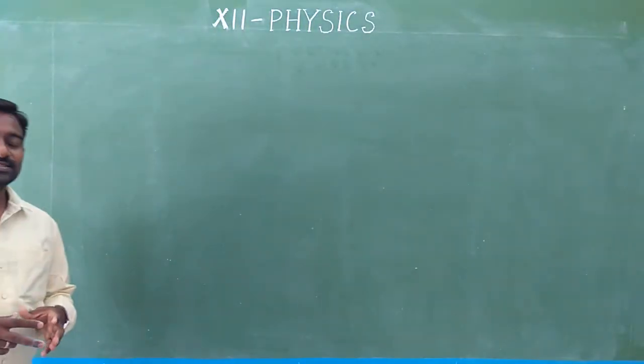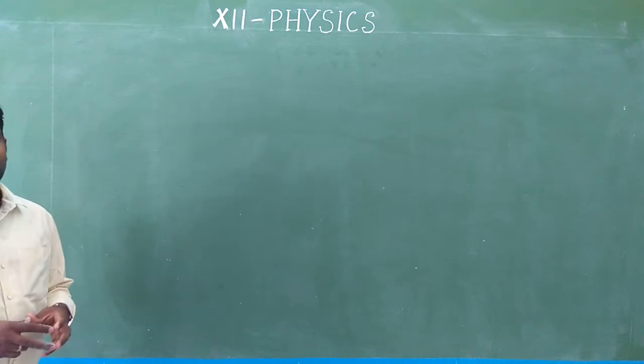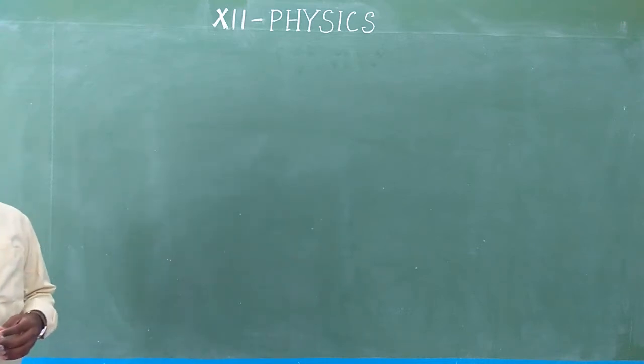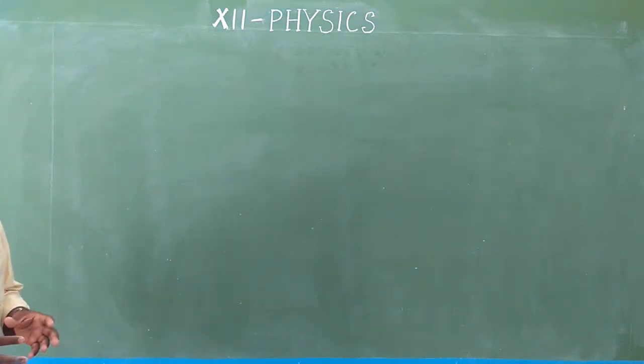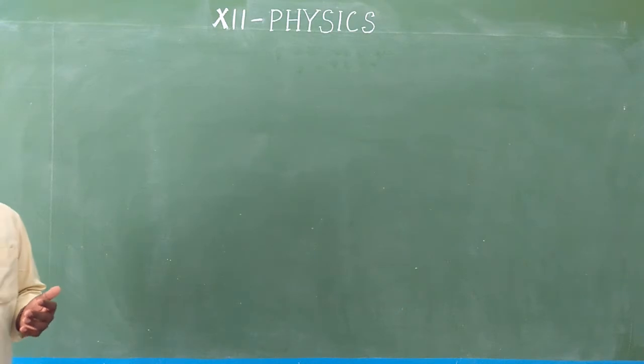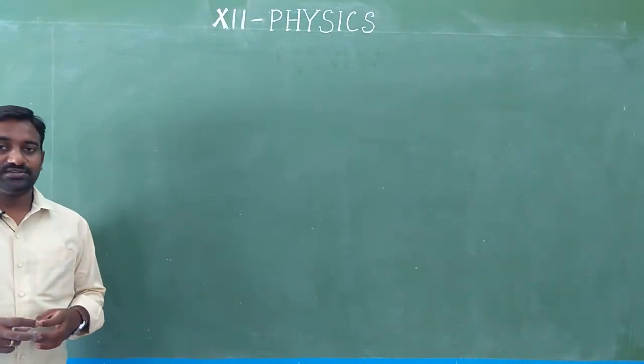Okay, till last class we have seen the lens formula for a convex lens and concave lens. So how to obtain the lens formula, the derivation we have seen. After that, we have seen what total internal reflection is.